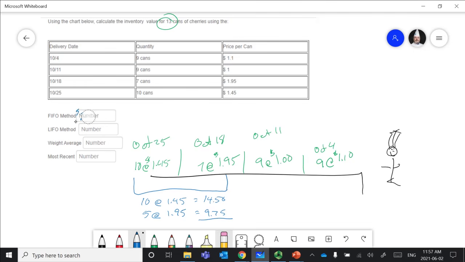That's really hard to see. I'm going to put it next to it. $24.25. Right? That's our FIFO value, following how we would naturally use the products.